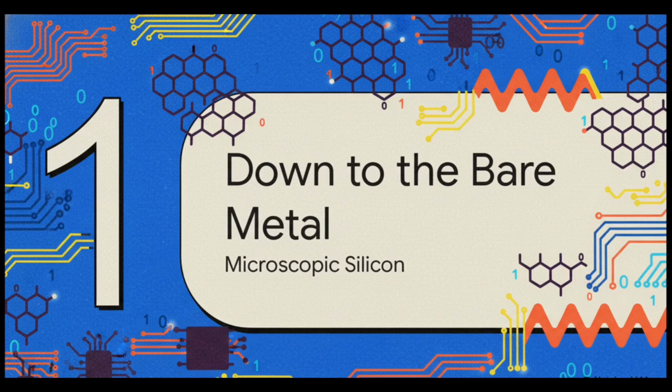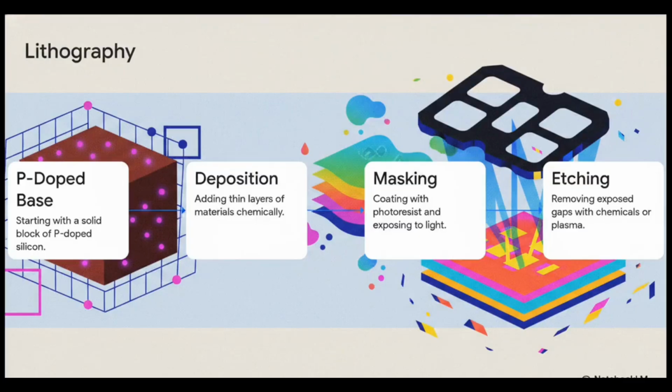Okay, starting with section 1, down to the bare metal. At the absolute lowest, microscopic level, digital information is really nothing more than the presence or absence of an electrical voltage. And to control this, modern processors are manufactured using this incredibly fascinating process called lithography. It literally translates to writing on stone, and it's essentially a layered manufacturing technique. You start with a solid block of silicon that's mixed or doped with specific elements to give it unique electrical properties, like a p-doped base.